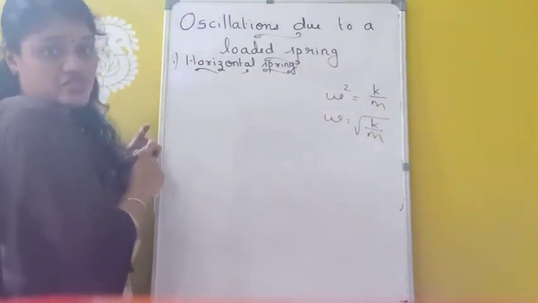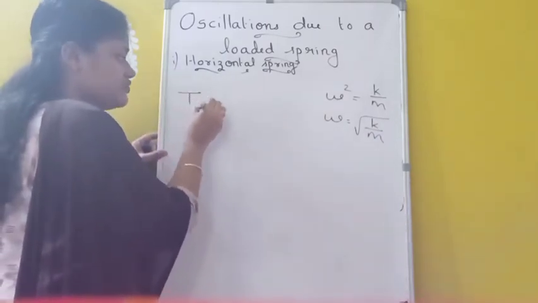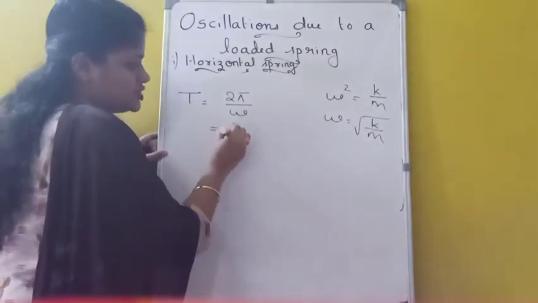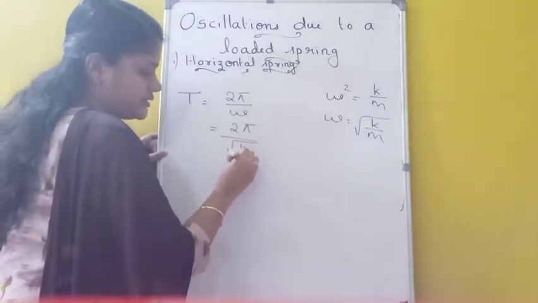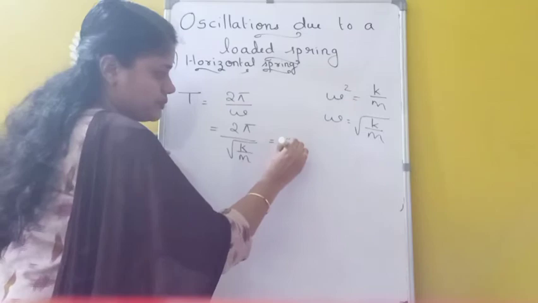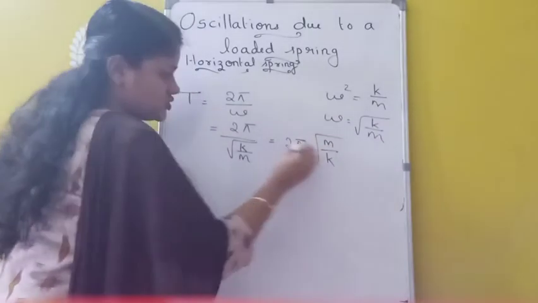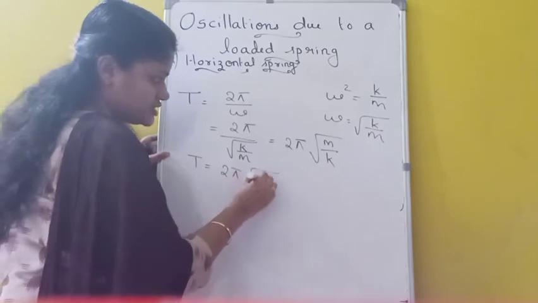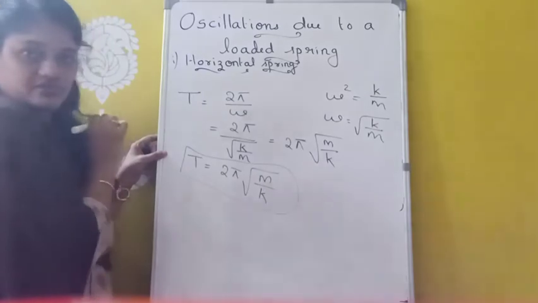So time period of oscillation, that means time taken for one oscillation. So time period T is given by the formula 2 pi by omega. That is equivalent to 2 pi divided by, what is omega here? Root of k by m, or we can write 2 pi into, take the reciprocal and multiply, so we will be getting root of m by k. So this is the time period of oscillation in the case of loaded spring. Time period of oscillation. Okay.